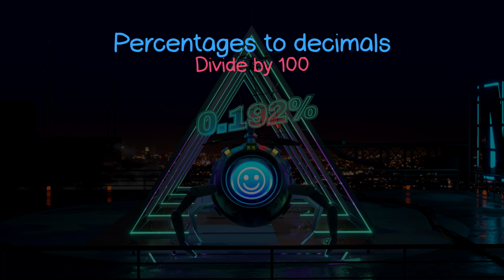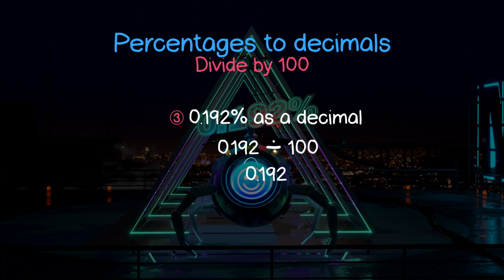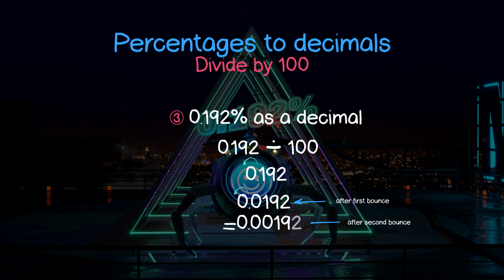One last test on converting percentages to decimals, and let's try one that looks tricky. If we shift our decimal place once, 0.192 becomes 0.0192. Now we do it again, and our conversion is complete, 0.00192.